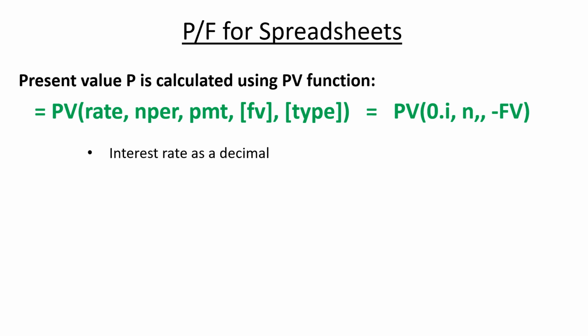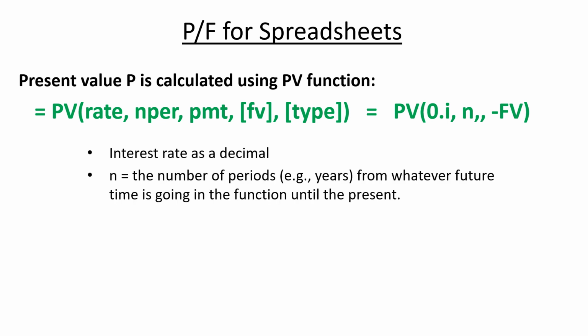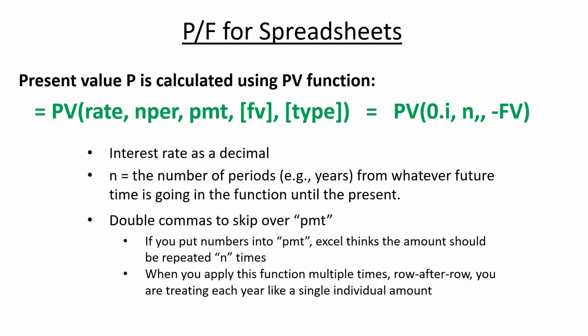So interest rate is a decimal, very important. N is the number of periods, oftentimes years. Double comma to skip over the payment field most of the time, and I'll illustrate to you why we do that. Because if you put numbers into the payment field, it assumes it's going to be repeated n times. And most of the time we're using the PV function on sequential rows where each row represents a different year. And of course, Excel assumes that sign change.